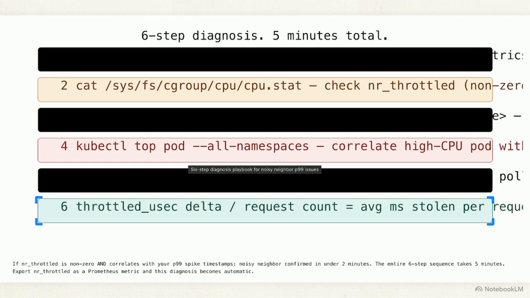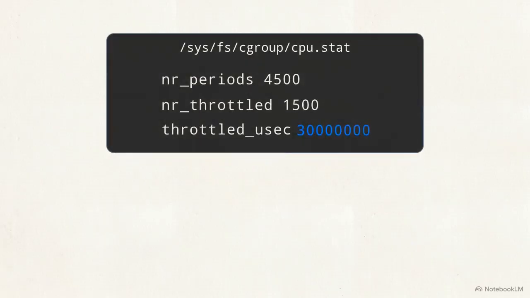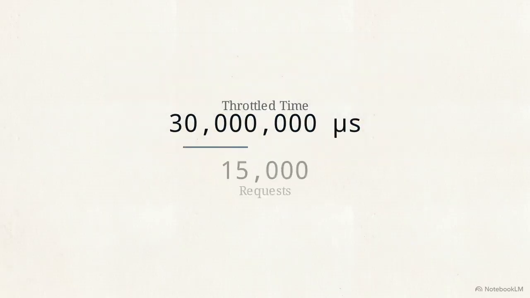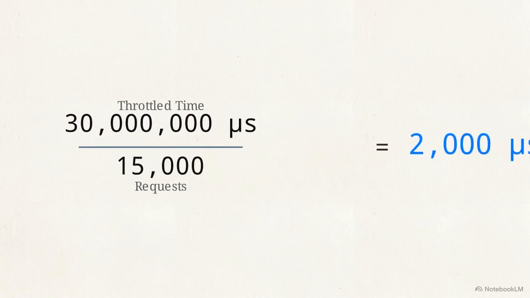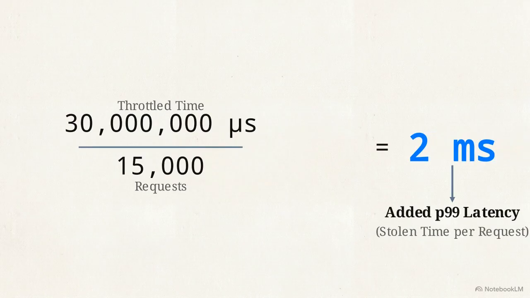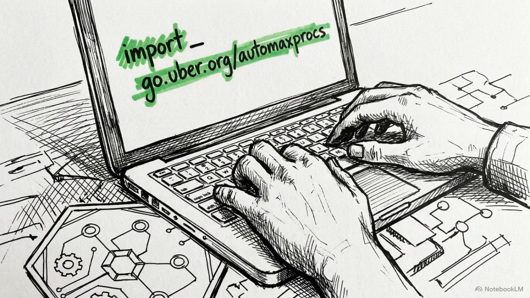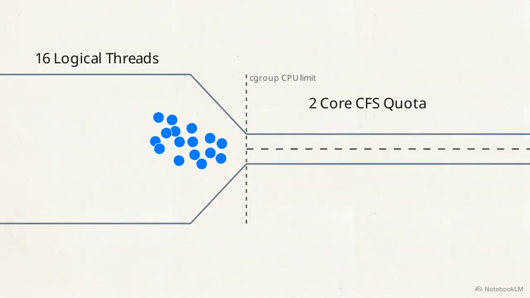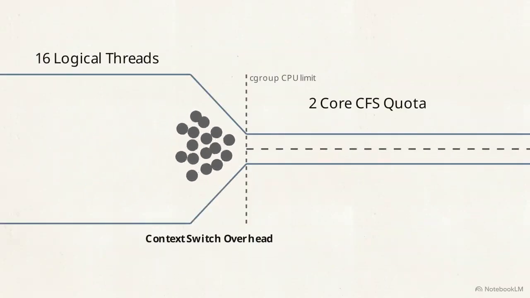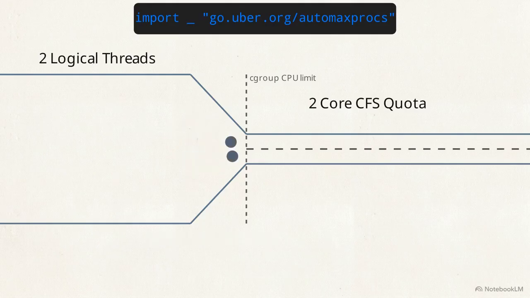You can convert the total nanoseconds of throttled time into a per-request latency budget. This math directly validates the exact milliseconds added to your P99 graph. Moving from guessing to proving requires pulling telemetry from the exact physical layer where the contention occurs. The first software remediation is aligning your runtime with your quotas. Importing the automaxprocs library forces Go to match its internal logical threads to the hard cgroup limit, instantly eliminating the thundering herd context switch overhead.